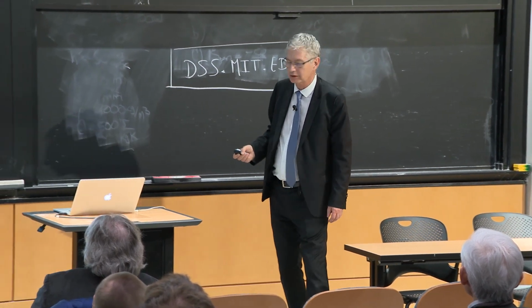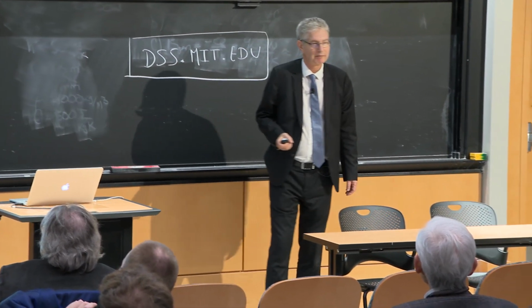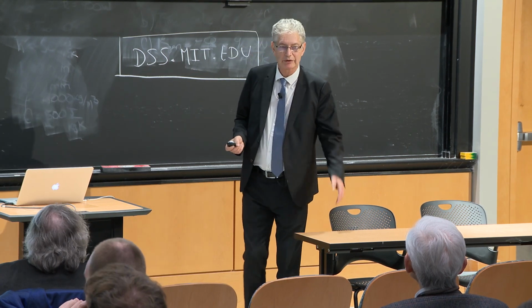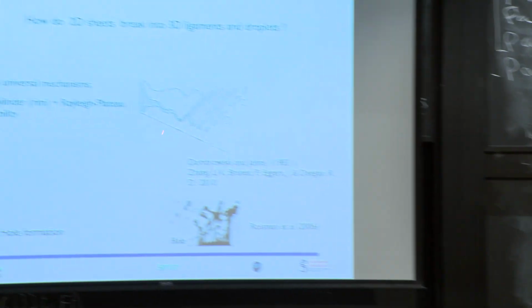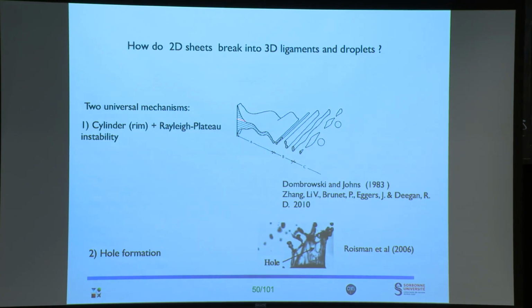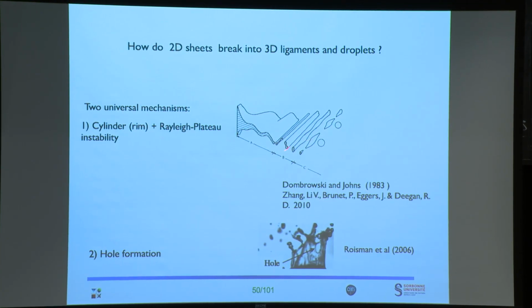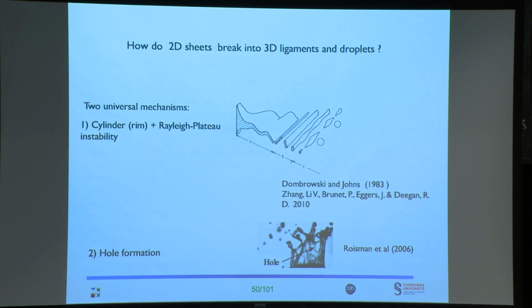Now you want to see how things become three-dimensional. All this theory was only two-dimensional, so all this discussion was only two-dimensional. There are two mechanisms. One says that sheets will detach ligaments, and the ligaments break into droplets. That was the theory of Dombrowski and Johns. Another observation says that you get holes in the sheets. The holes expand. It's the expansion of the holes which eventually gives you the ligaments.